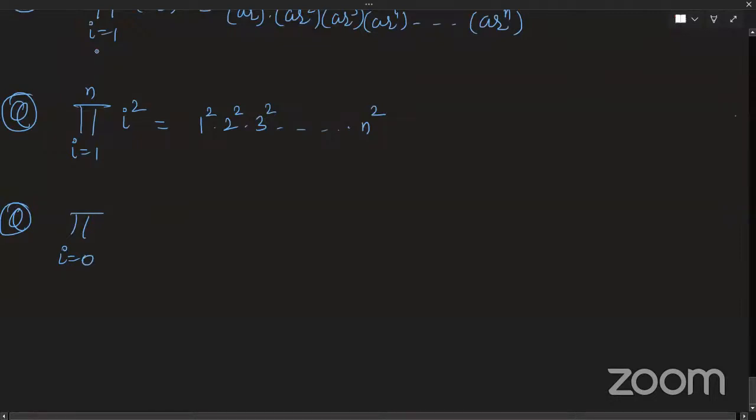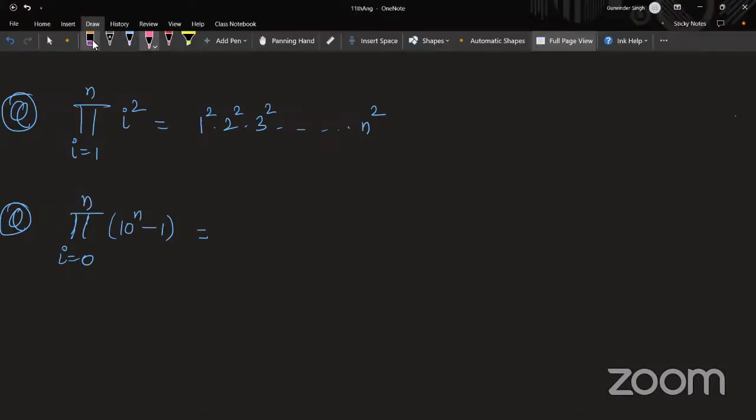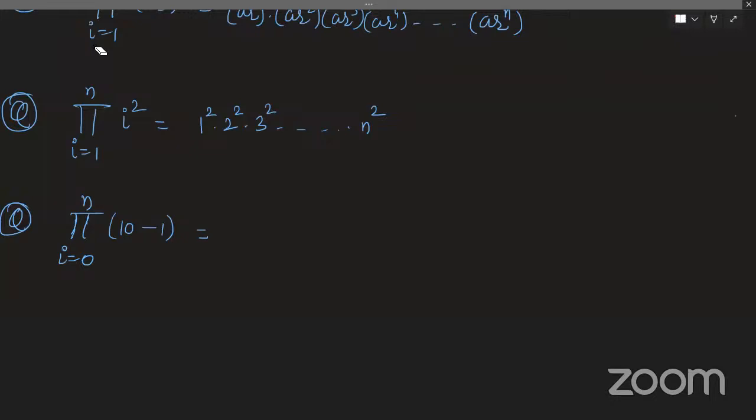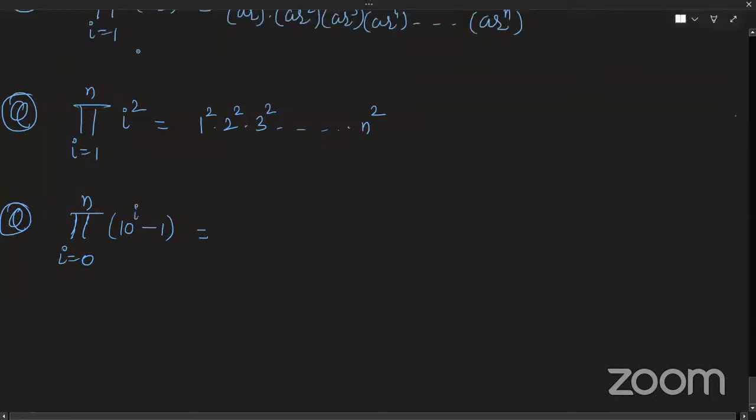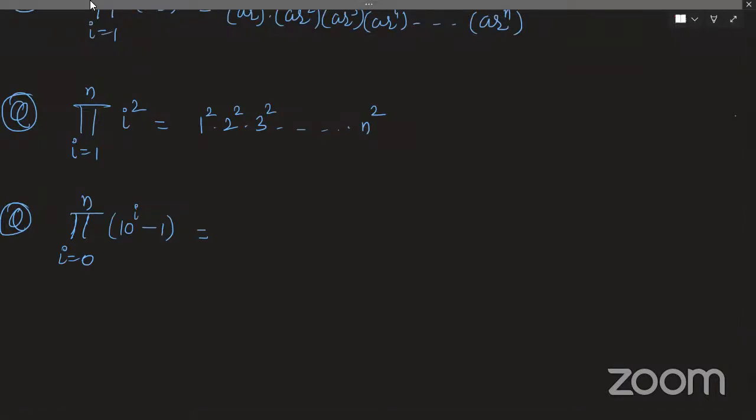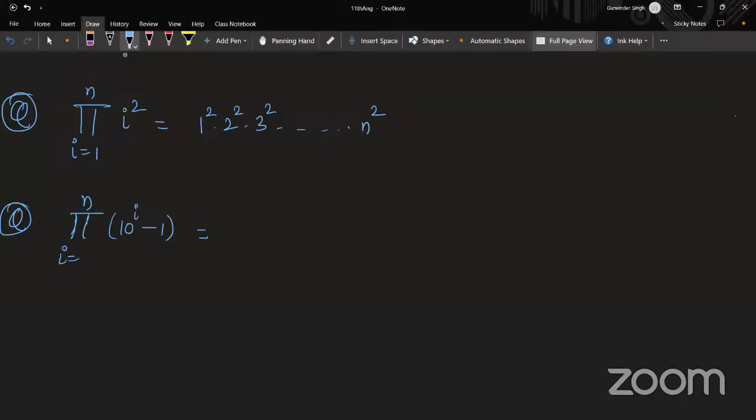So just keep in mind your first limits, okay? The first limit, just keep it in mind. Sometimes it changes. If I'm asking you sigma i equal to 0 to n of 10 raised to i minus 1, then for i equal to 0 it is 10 power 0 minus 1, which is 0. No worries, I will start it from 1 only.